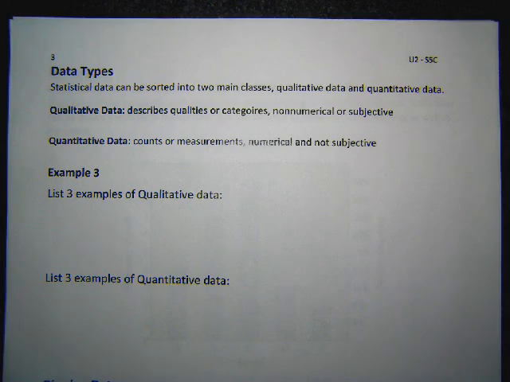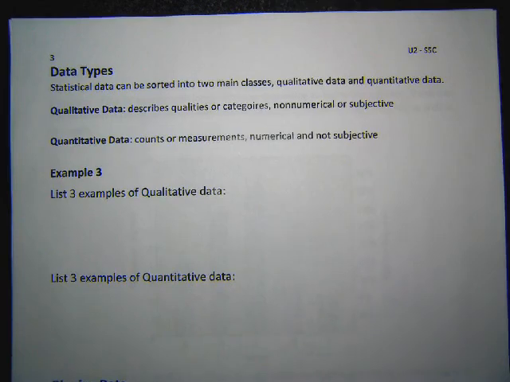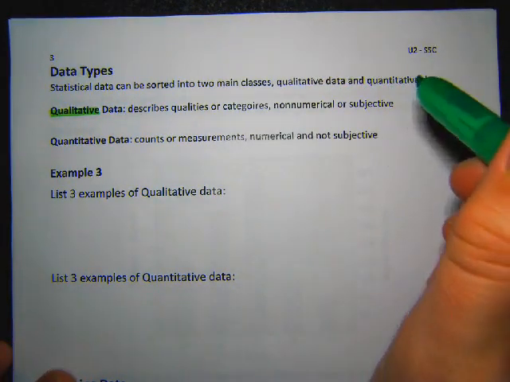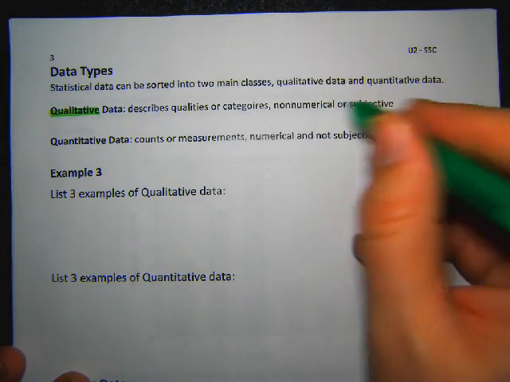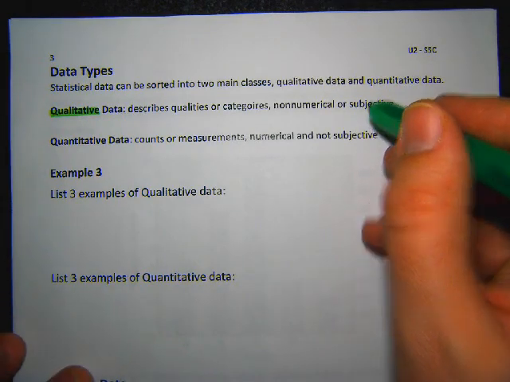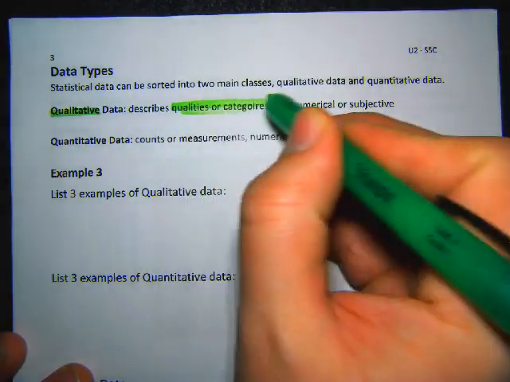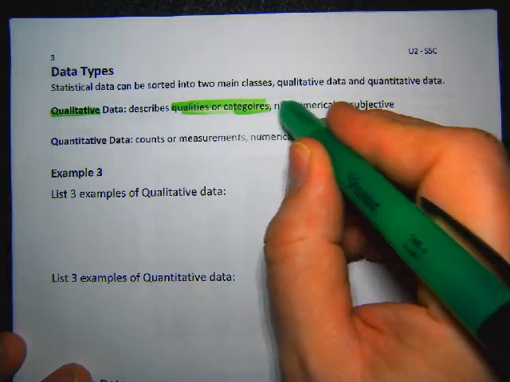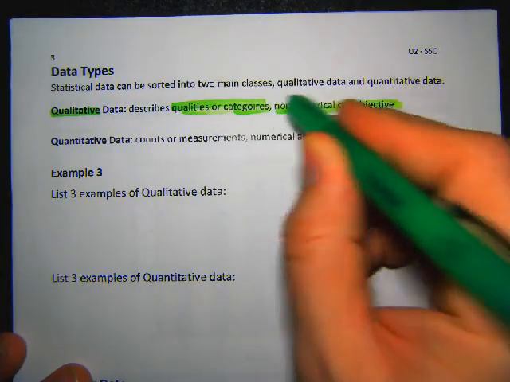Qualitative data, you have to remember, is things that are categories or qualities. They're not numerical. They are subjective. Sometimes they can be numbers, but they'll be like subjective numbers. So qualities are categories. I think I spelled categories wrong there. Oh well. And then this is non-numerical or subjective. It can be one or the other.